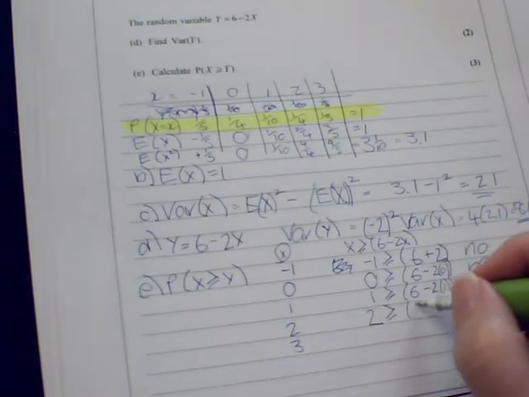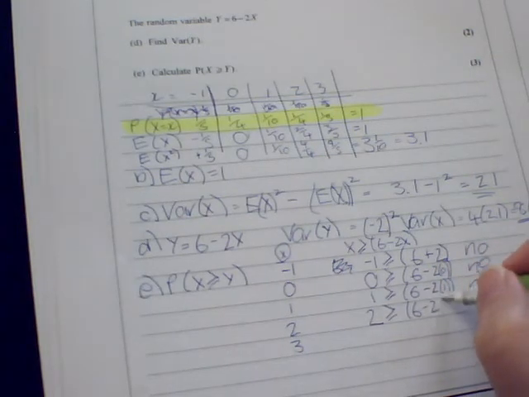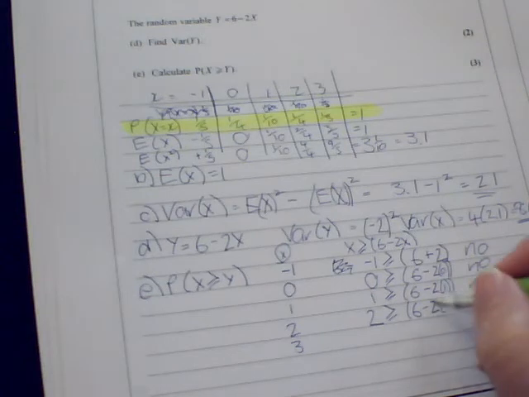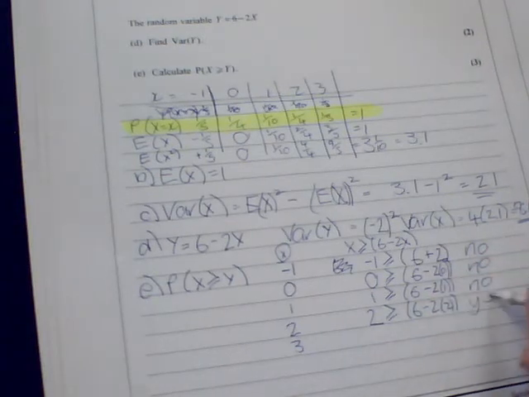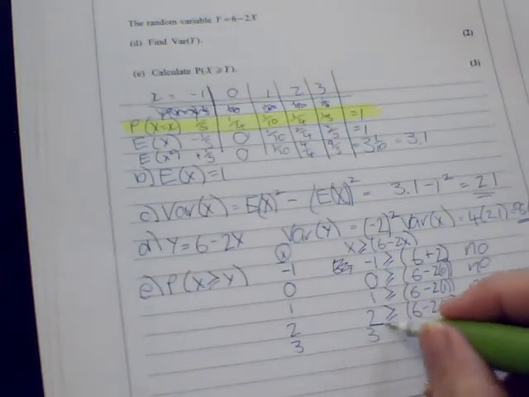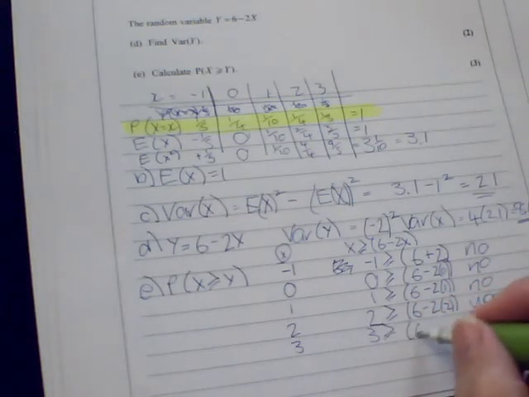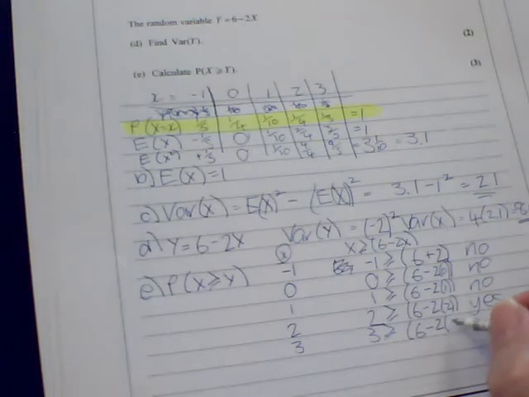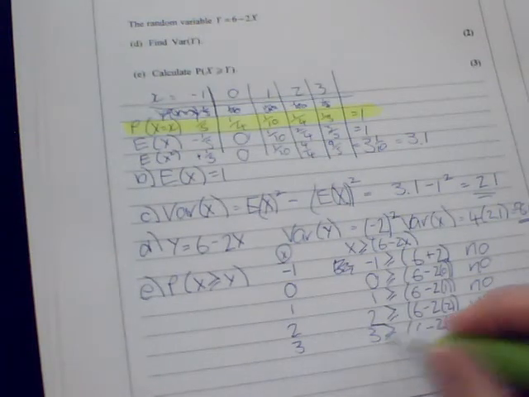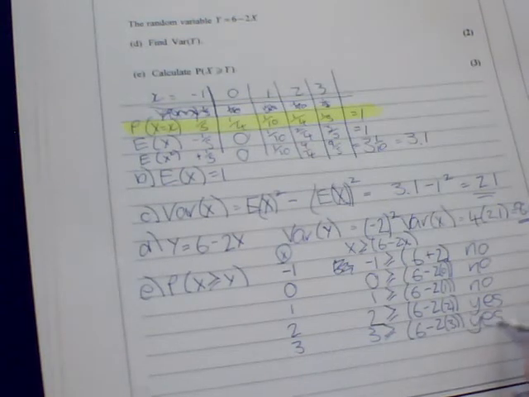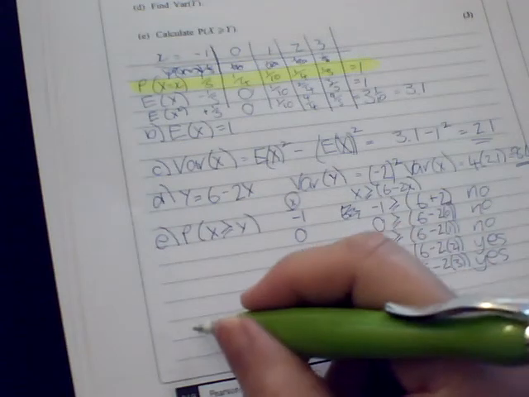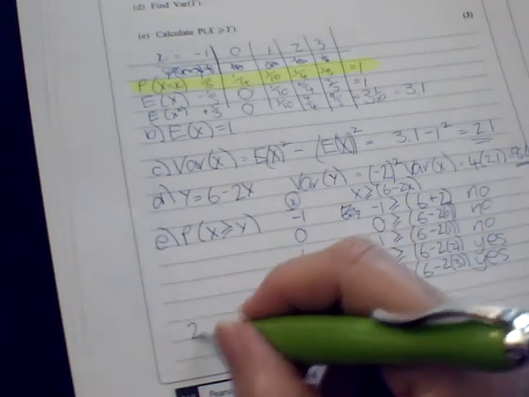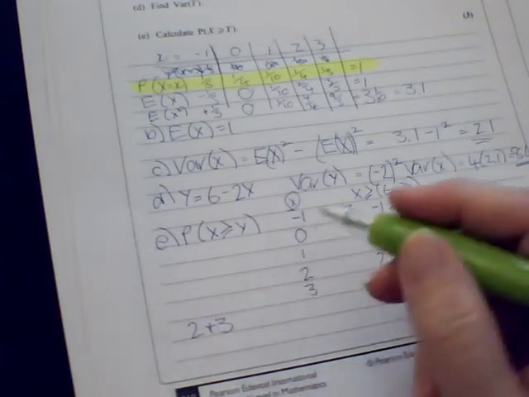Is 2 bigger than or equal to 6 take away 2 times 2? 6 take away 4, yes, that's equal, so it could be 2. And is 3 greater than or equal to 6 minus 2 times 3? Well, that would be 6, so that would be 0. So yes, it could be that either. So we know then the only possibilities for this to work are the values of 2 and 3.